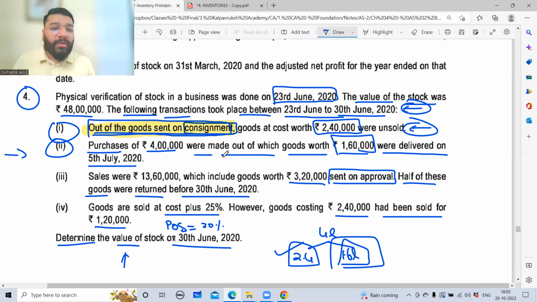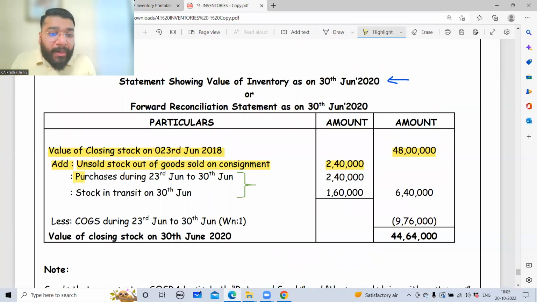So now, guys, out of 4 lakh, 2.4 lakh you have to add, no doubt, because purchases happened. The remaining 1.6 lakh, what they're telling is that still that is our stock, and that stock is in transit. The stock is in transit, so that becomes our stock. So what they're doing here is adding purchases done between 23rd June to 30th June, which is 2,40,000, whose delivery has already happened. This particular goods has reached my godown. And the remaining 1.6 lakh they have added, mentioning as stock in transit.